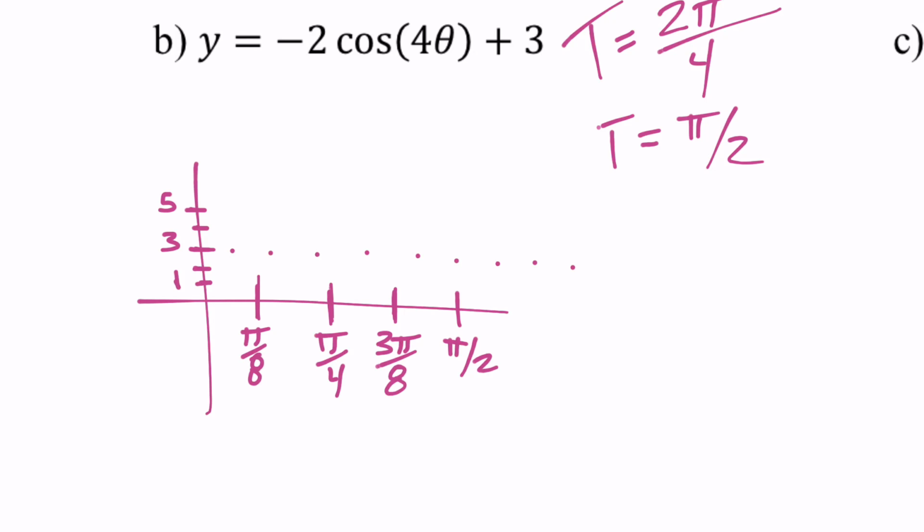Now everything happens with respect to that symmetry line at 3. So I have no phase shift, so I start at 0. Cosine starts at its maximum normally, but I'm negative, so I'm going to start at my minimum, 2 below that line of symmetry. And then I'll just bip and bop my way through this cycle, and I will get a nice, pretty little cosine graph, something like that.